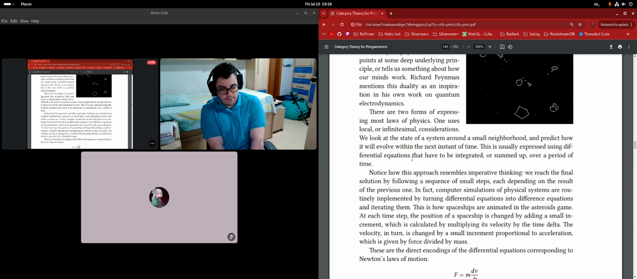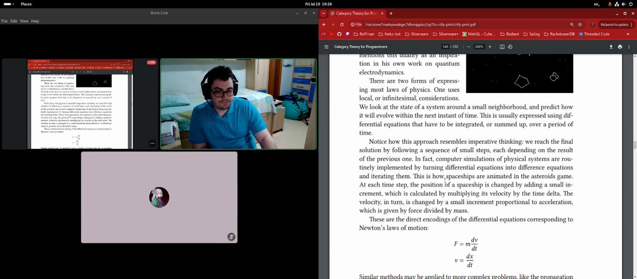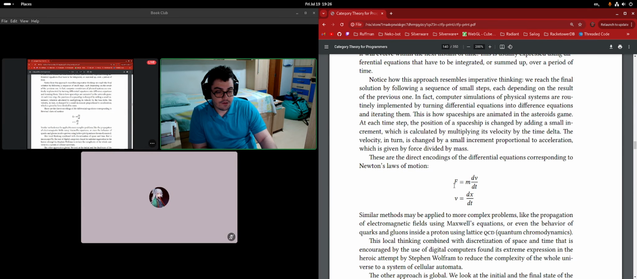And then there's the observation: notice how this resembles imperative thinking. You reach the final solution by following a sequence of smaller steps, each one depending on the result of the previous one. That's very interesting. Then we have some examples, such as Newton's laws of motion.